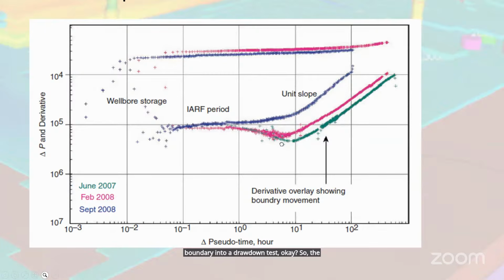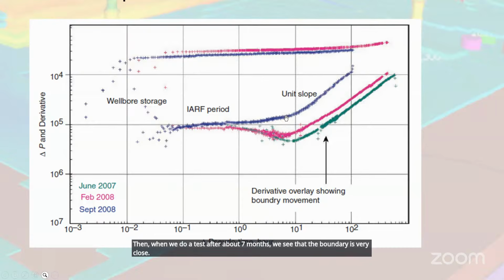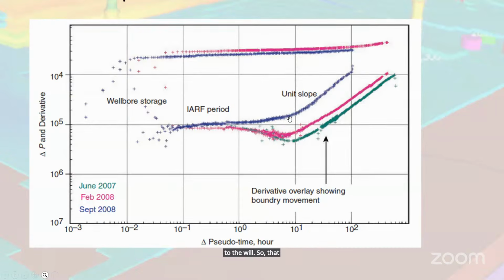So the boundary location was at this location, okay? This is the distance from the well. Then after, you can see from June 2007 to February, almost about 8 months, we can see that this boundary is coming closer to the well. Then when we do a test after about 7 months, we see that the boundary is very close to the well. So that indicates the oil water contact rising.